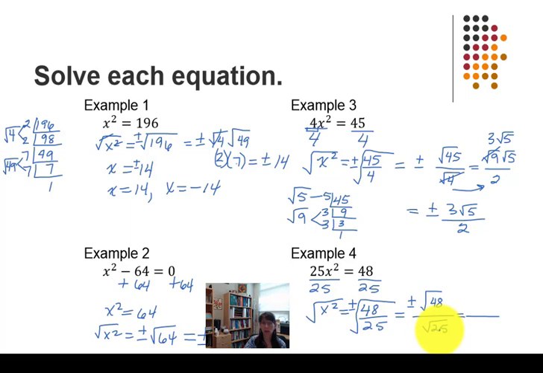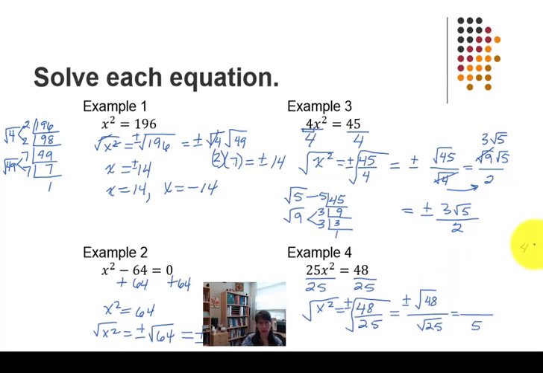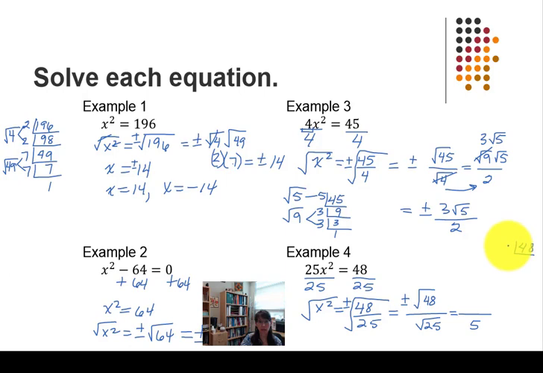In the denominator, I know the square root of 25 is 5. So it's just this numerator we're going to have to work with a little bit. So starting with 48, since it's even, I'll divide by 2 to get 24. I'll divide by 2 again to get 12. Divide by 2 to get 6. Divide by 2 to get 3. And finally divide by 3 to get 1.